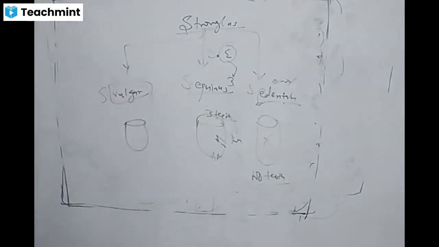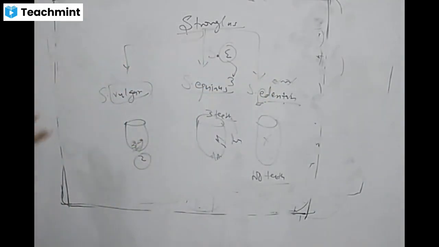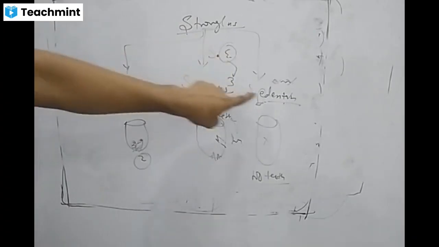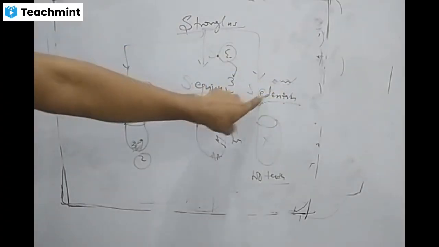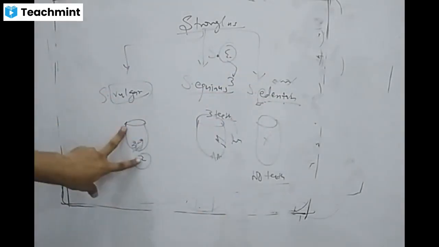Then come to vulgaris. In case of vulgaris, there are two teeth. Suppose these are 1 and 2. So this is your MCQ. They have asked in one exam: out of these, which species carries three teeth? Equinus. E for three. Edentatus, like enucleated, absence of teeth, no teeth; equinus three teeth; and vulgaris two teeth.